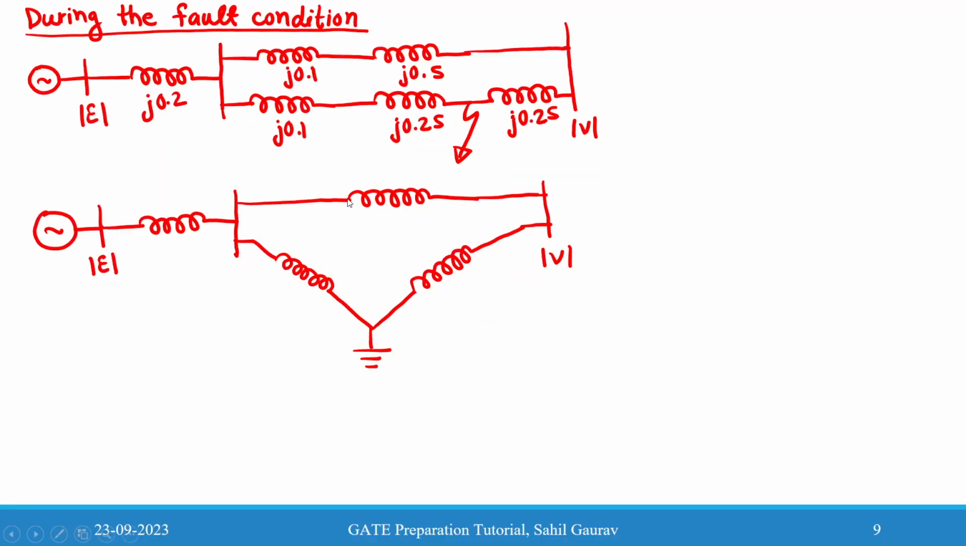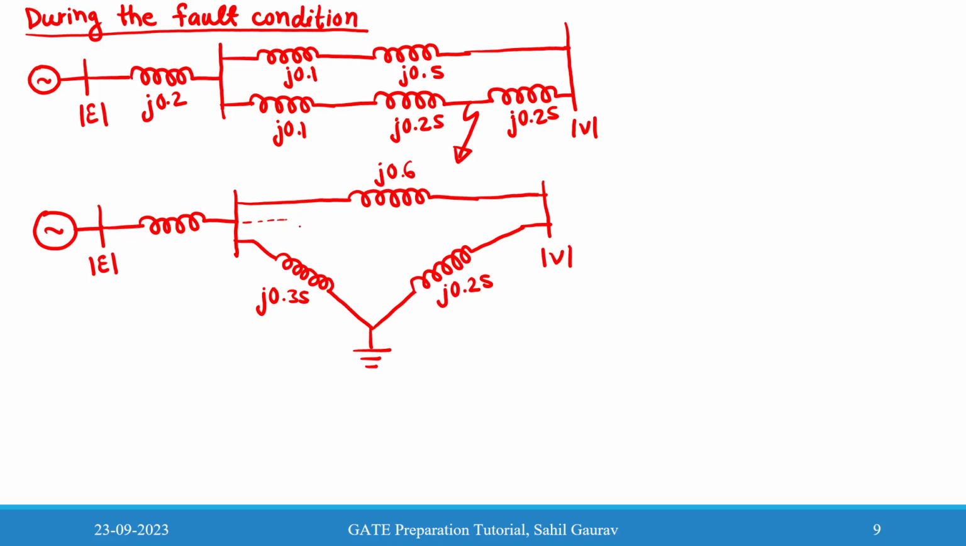So is there any doubt till here? So what we will do, we will just convert this reactance. Now we can say that this is a delta connection. So this is j0.6, and this is j0.35, and this is j0.25. So we will just make this into a star connection.